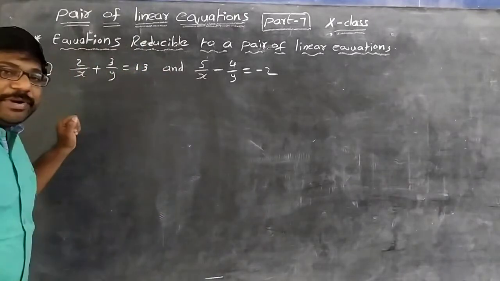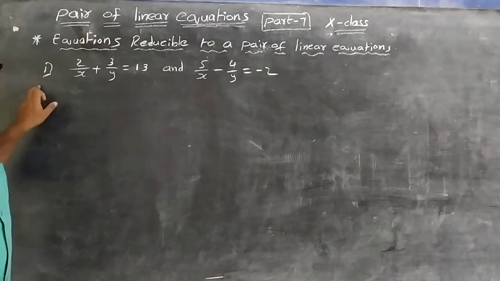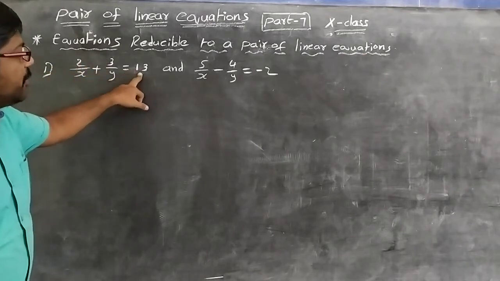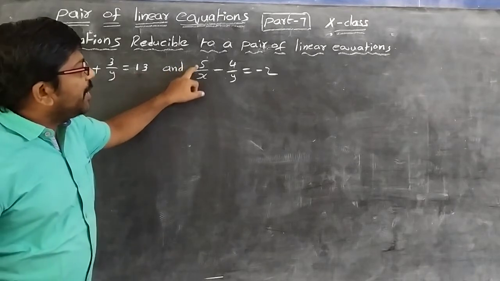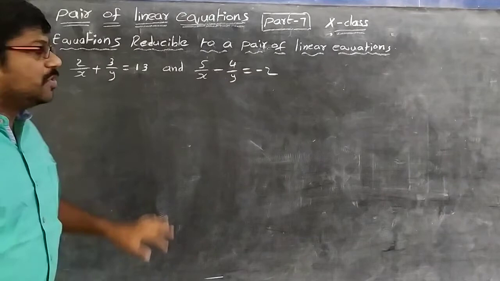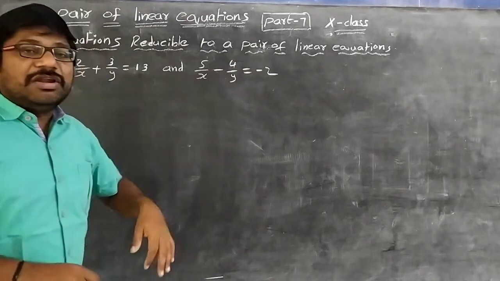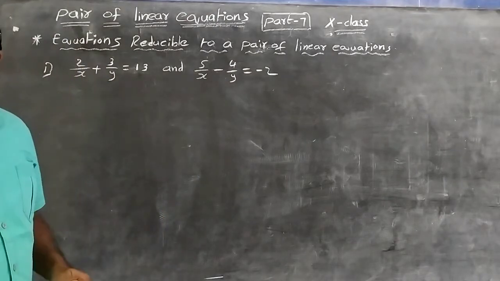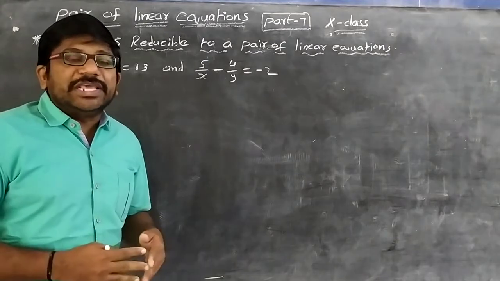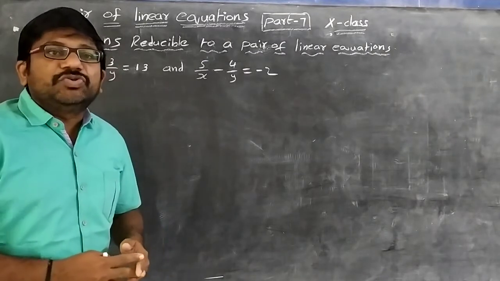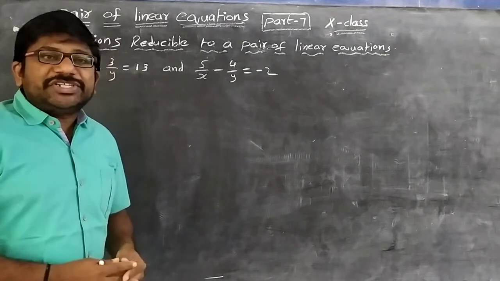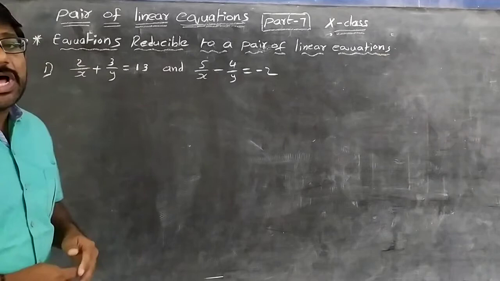See, let me do an example. The first problem: 2 by x plus 3 by y is equal to 13, and 5 by x minus 4 by y is equal to minus 2. These two are not linear equations, but we can reduce them into the form of linear equations by substituting a suitable variable. See how to solve this pair.